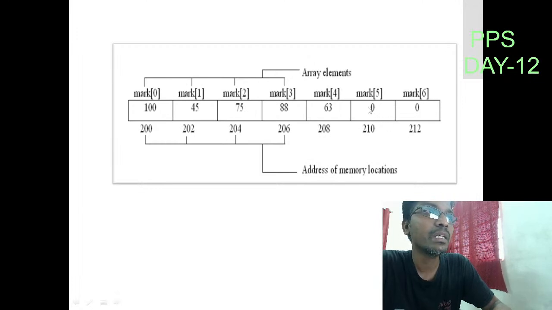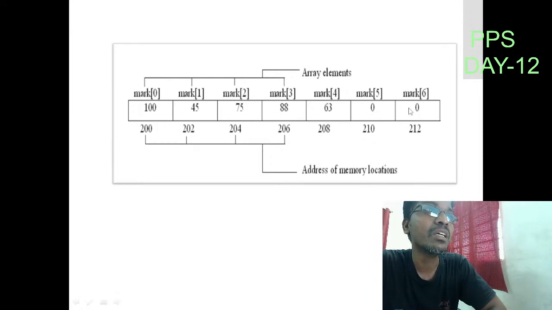So in memory, the remaining elements will be filled with 0 by default. That means you are declaring the size of the array to be 7 elements, but you are using only 5 values. The remaining values, if you do not initialize them, will be filled with 0 in the memory at the time of allocation.